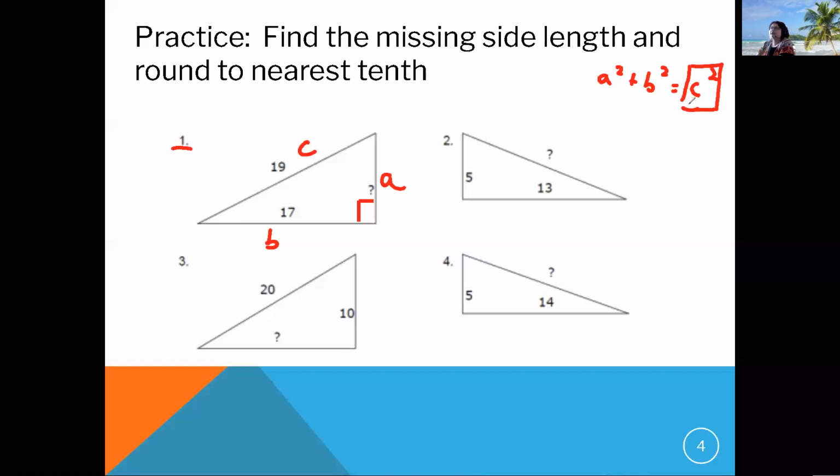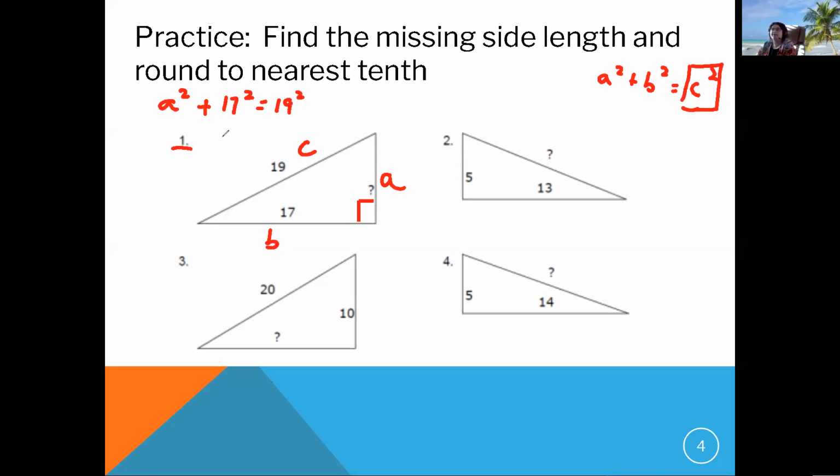So when I plug it into this formula here, the question mark was a squared. I don't have a number for that. B is the 17, so that's 17 squared, and when I put equals, 19 squared. If you look at your notes, what was the first step on that second set of notes where you're given the hypotenuse and the leg? What was our first step? Square it. Square the numbers, right?